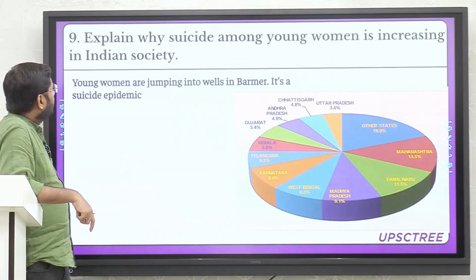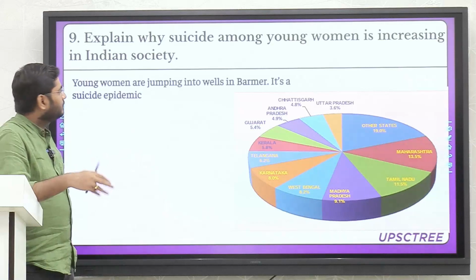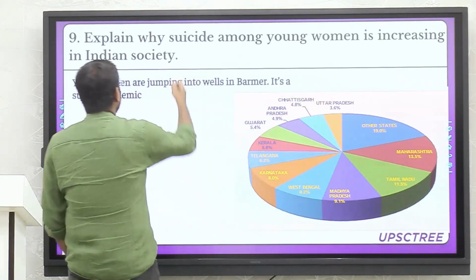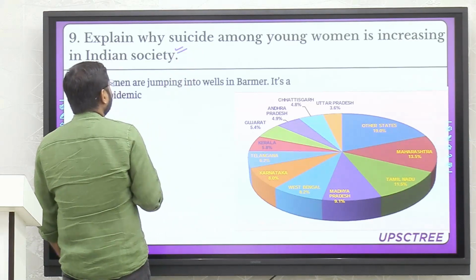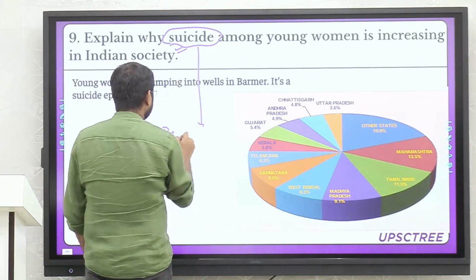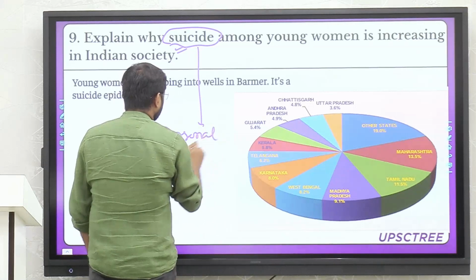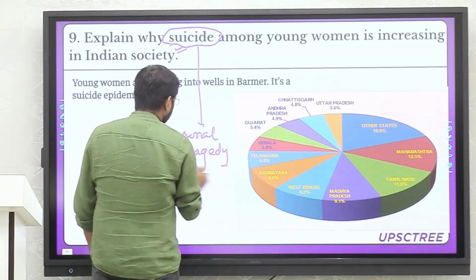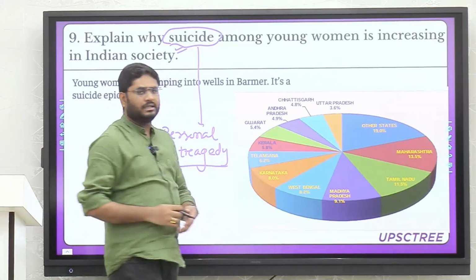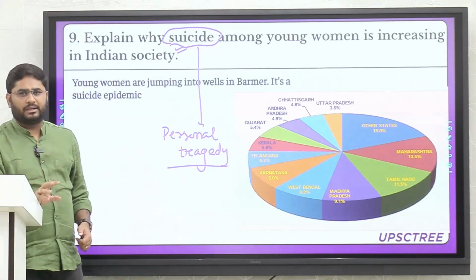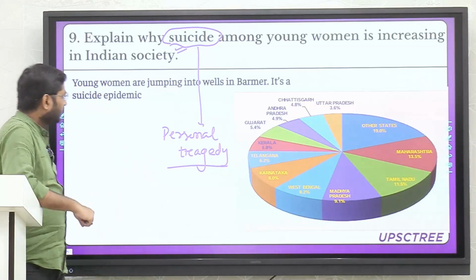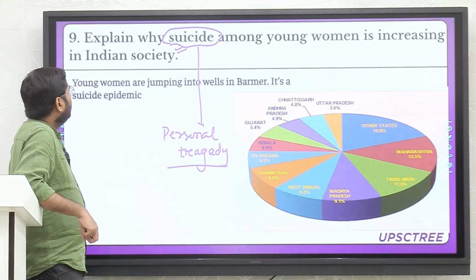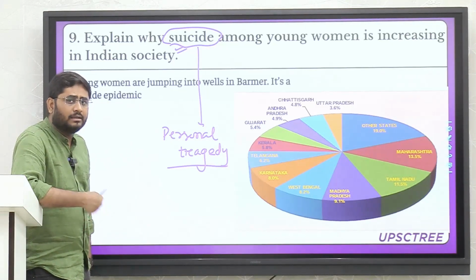Okay. Question number 9, again sociology heaviness we are observing. Explain why suicide among young women is increasing in Indian society. See, suicide is a personal tragedy. The tragedy can have multiple factors: social, economic, religious, political, so many factors are there. But why are young women choosing to end their life and there is a rise in that?